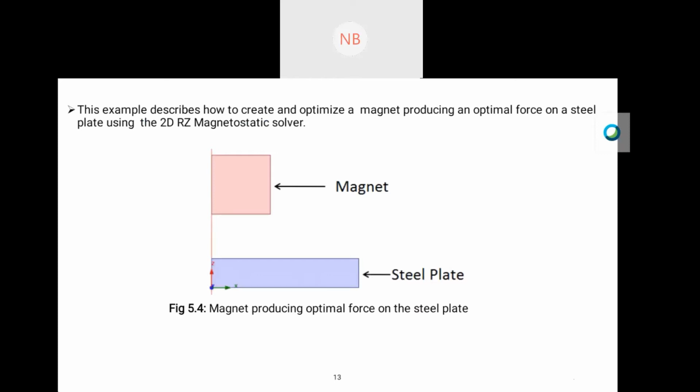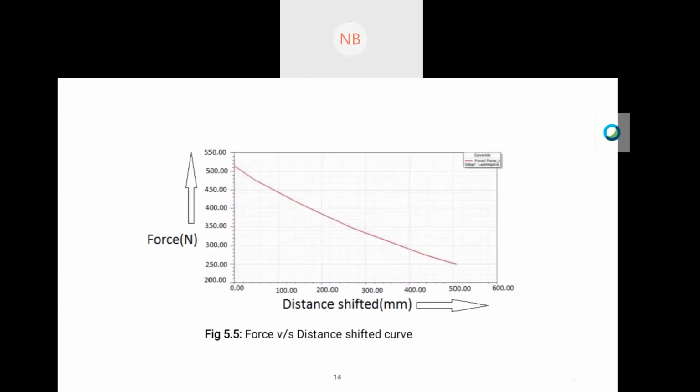This can be done simply by using a local variable. First, assigning the material to the steel plate and magnet, I proceeded by changing the magnetizing direction from X to Y, Z direction, and further proceeding, I obtained a graph where we can see the force versus distance shifted graph is given. If the distance between the magnet and the plate is changed, meaning if it is increased or decreased, the force is also changed. If the distance has been increased, then the force experienced will be lesser.